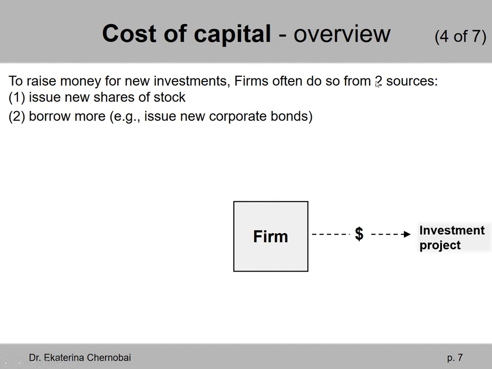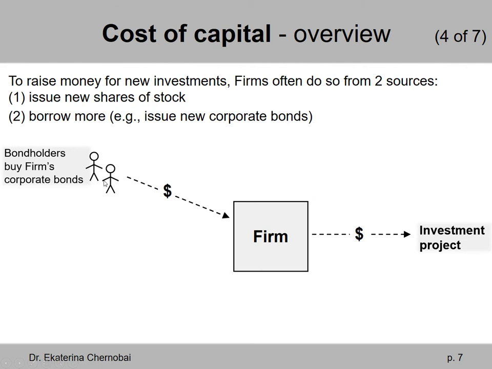And firms often do so from 2 very different sources. Maybe just one of them, or maybe both. One, they sell new shares of stock. So that's the equity source. 2, they can borrow more money. And large corporations that need to borrow a lot of money, the easiest way to do so is issue a whole bunch of new corporate bonds. So each bond is like a mini loan that brings money to the firm.